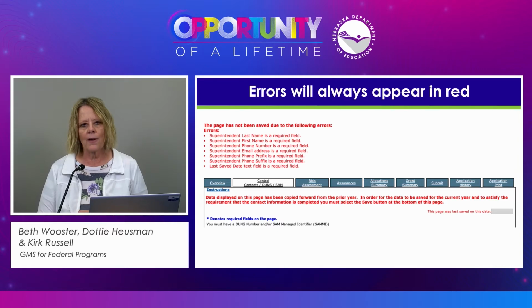So it is not going to let you save that page until you correct those red errors. So take a look at that, maybe take a screenshot of it. It would always be at the top as you continue to save. So you save again, and let's say this time you forgot to put the phone suffix for the superintendent. Maybe you put in a letter instead of a number. It's going to say it has to be a number value. So just read that carefully to see what it is you need to fix each time.